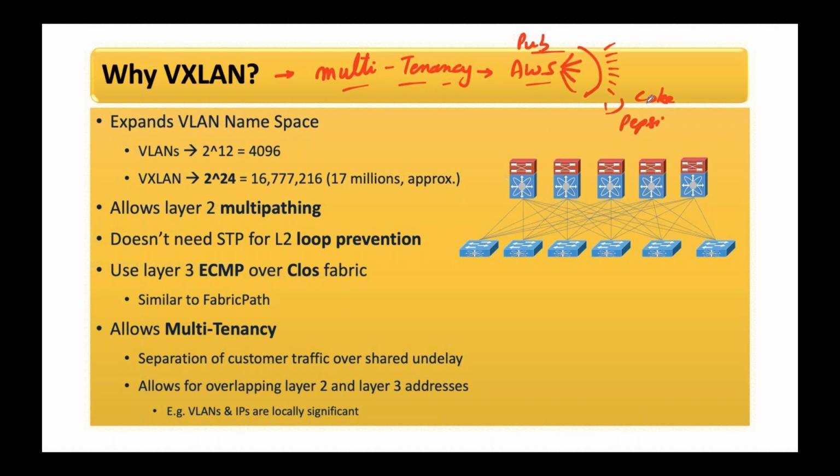This is possible with the help of an internal technology called VXLAN, which provides 2 raised to the power 24 IDs. The exact number is 16,777,216 IDs, as against VLAN, which provides 2 raised to the power 12, which is 4096 IDs. By virtue of having approximately 17 million IDs, a service provider can easily provide multi-tenancy.